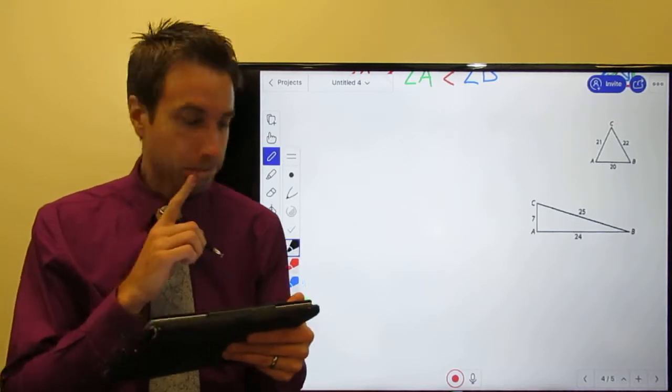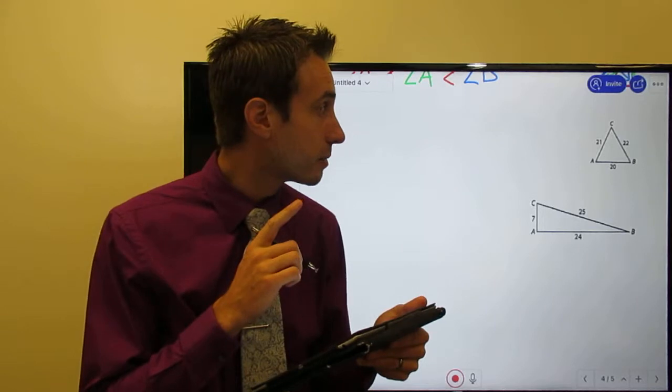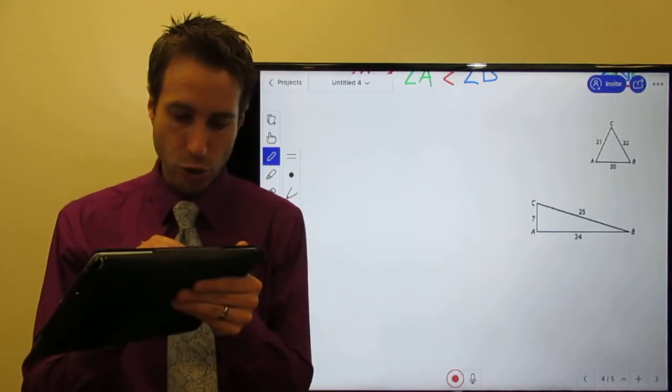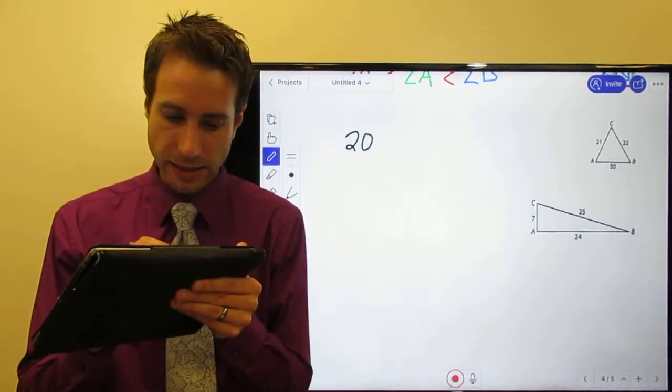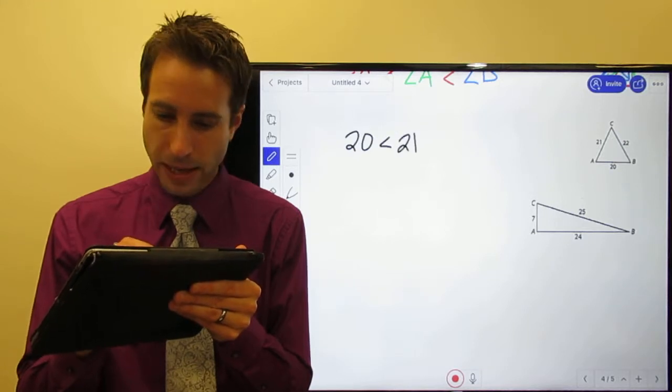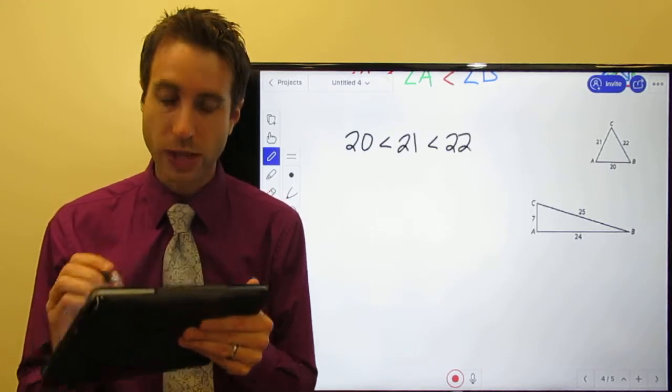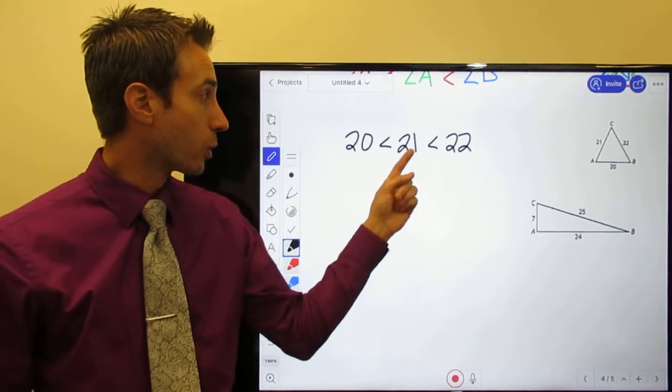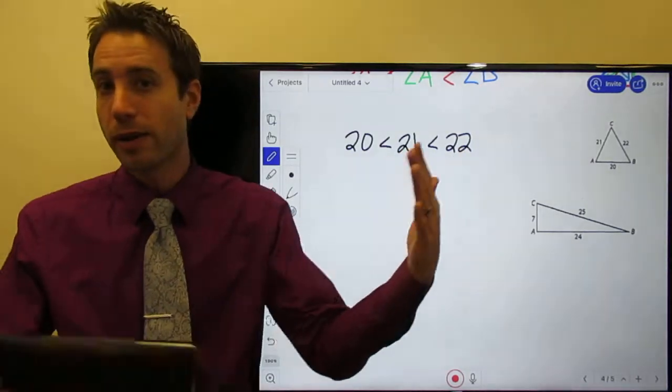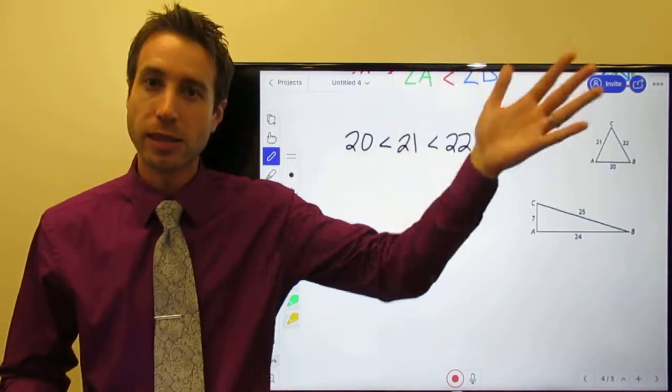Here we go. Let's see here. I've given you the side lengths. So, 20 is less than 21 is less than 22. There we go. Increasing order. 21 is bigger than 20. 22 is bigger than 21. I put them smallest to biggest.